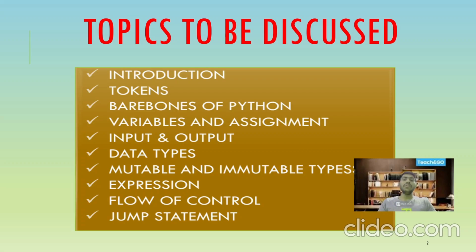Then variables, how we can assign some value to a variable, different assignment processes, input, what we are going to give into the program or application, and output, what we will get. Different data types for doing different operations in the programming language. Mutable and immutable concepts, expressions, flow control, and statements. These are the things we are going to cover in today's class. So let's go one by one.